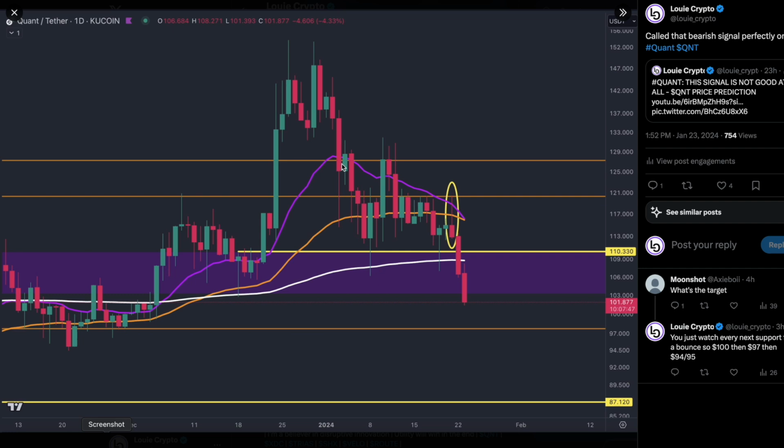Now, with double bottoms, understand with patterns in general, you need to break the neckline. That was up here at around $127, $128. We unfortunately didn't even manage to push through the $121 level of resistance, which was part of our golden pocket over here, and 20 moving average.